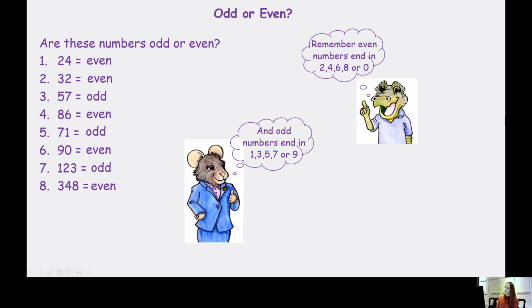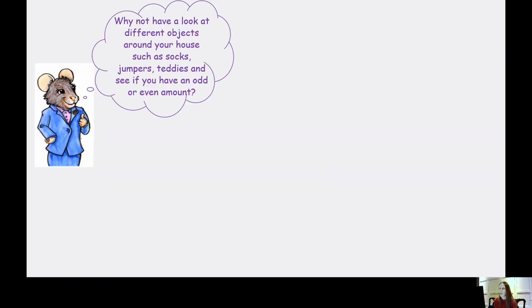Okay, so that's just about all we've got time for today. But you could always have a little look around your house. Maureen's got a really good suggestion, and she says, why don't you find some different objects around your house? It could be some socks, it might be some jumpers, it might be your teddies, and count them up and have a look and see, do you have an odd number of teddies or an even number of teddies? Or do you have an odd number of jumpers or an even number of jumpers?